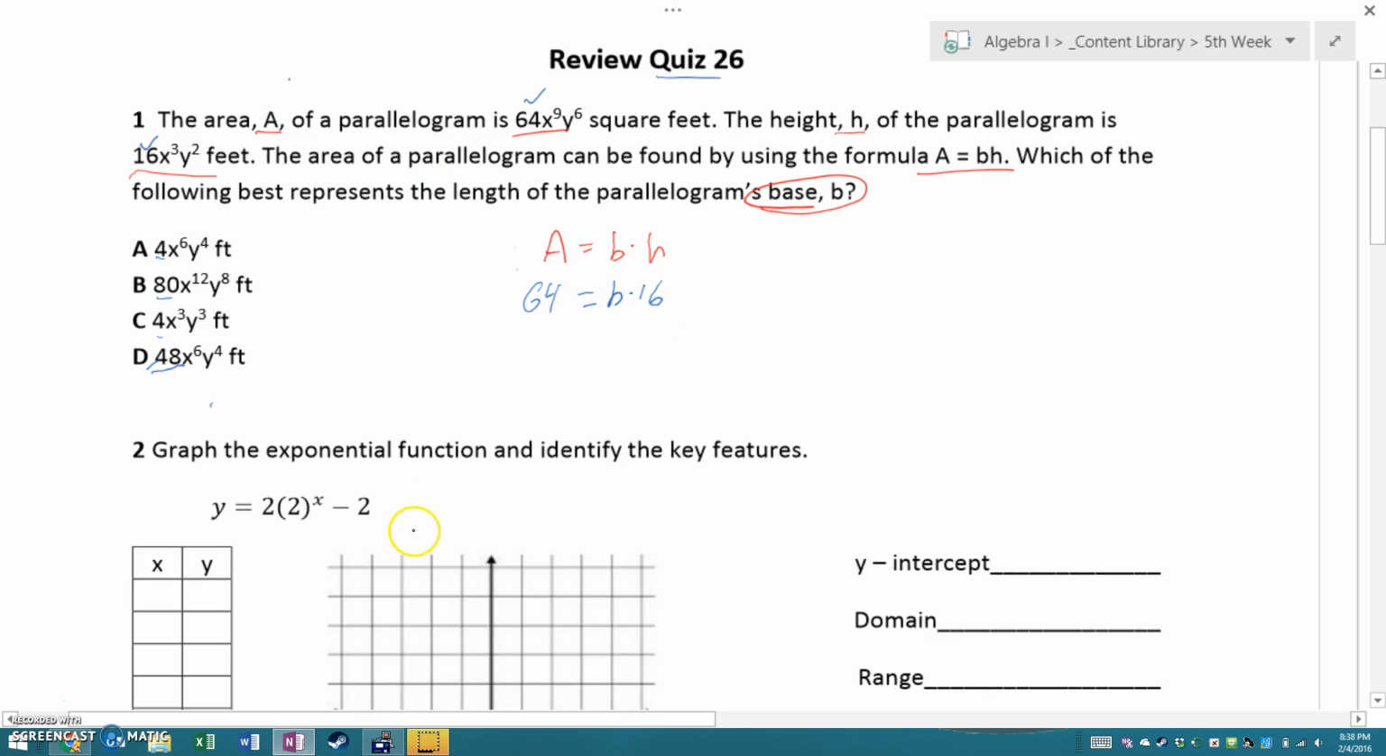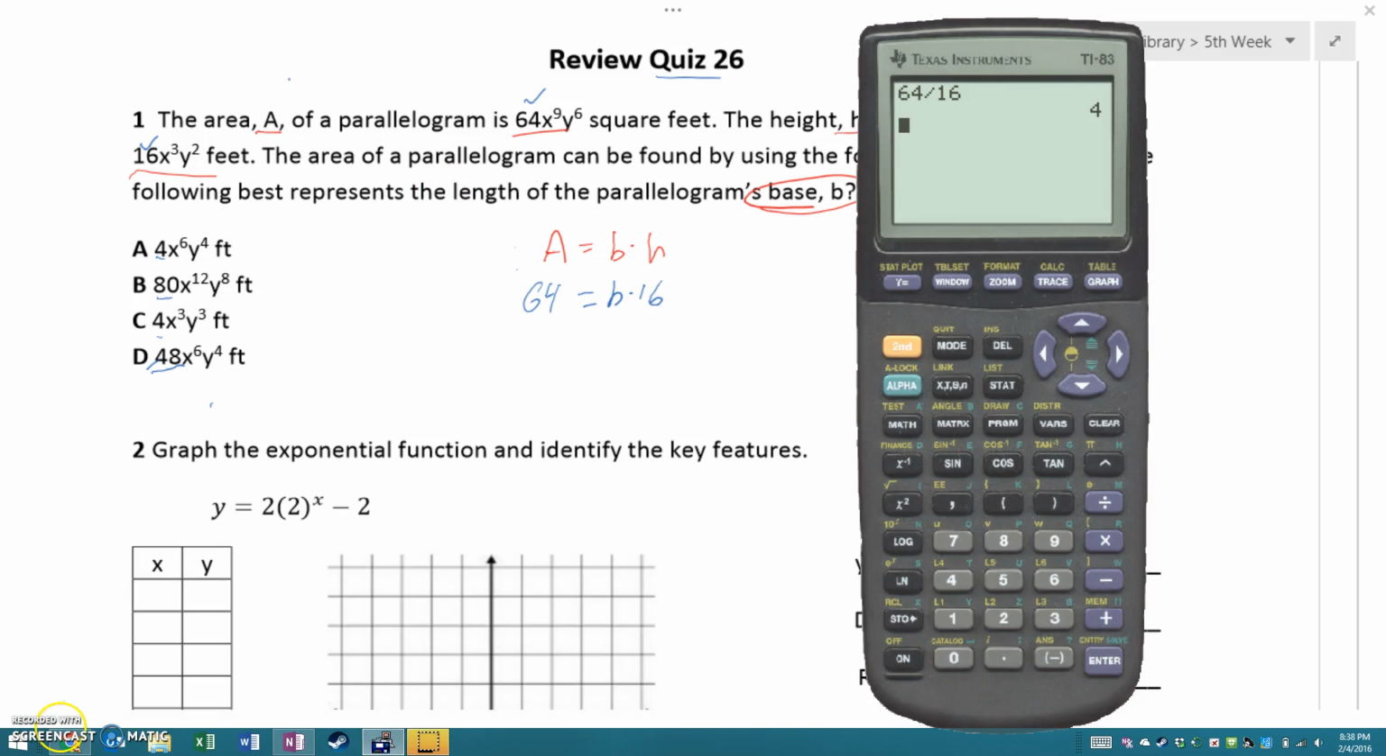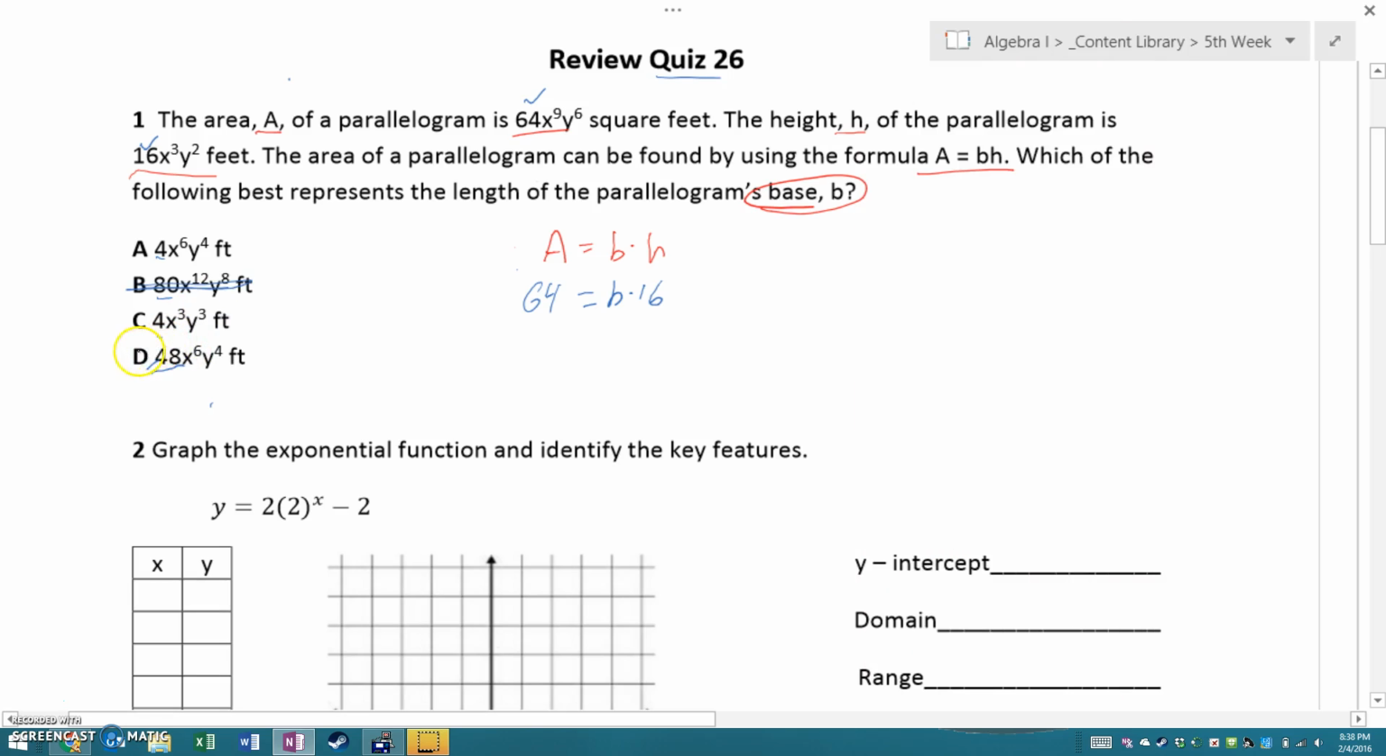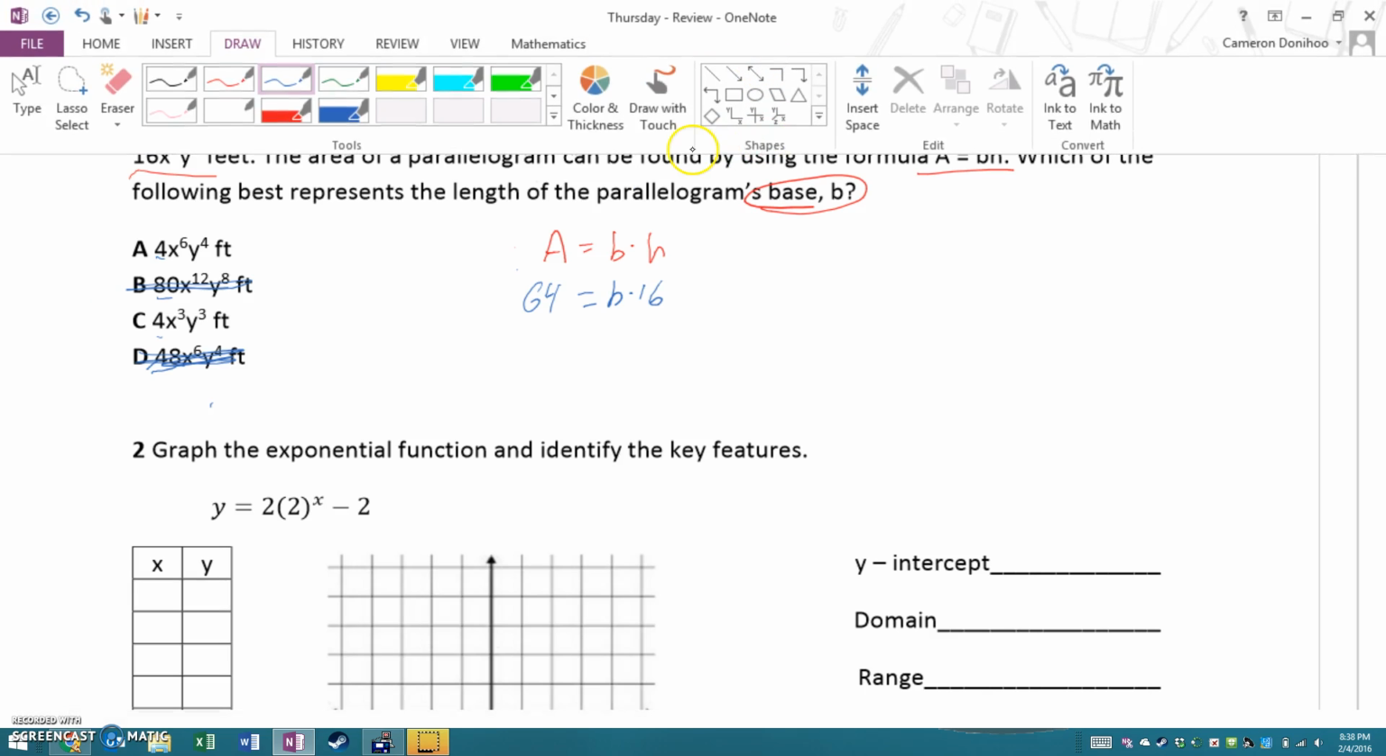And you're just going to jump over to the calculator, pull that up, and you can see that dividing that you'll get 4. So that means that B is out and D is out. 4 is going to be our number that we're going to have for the base. I'm going to do the exact same thing, only I'm just going to do it for the variables instead. So I'm going to get that set up.